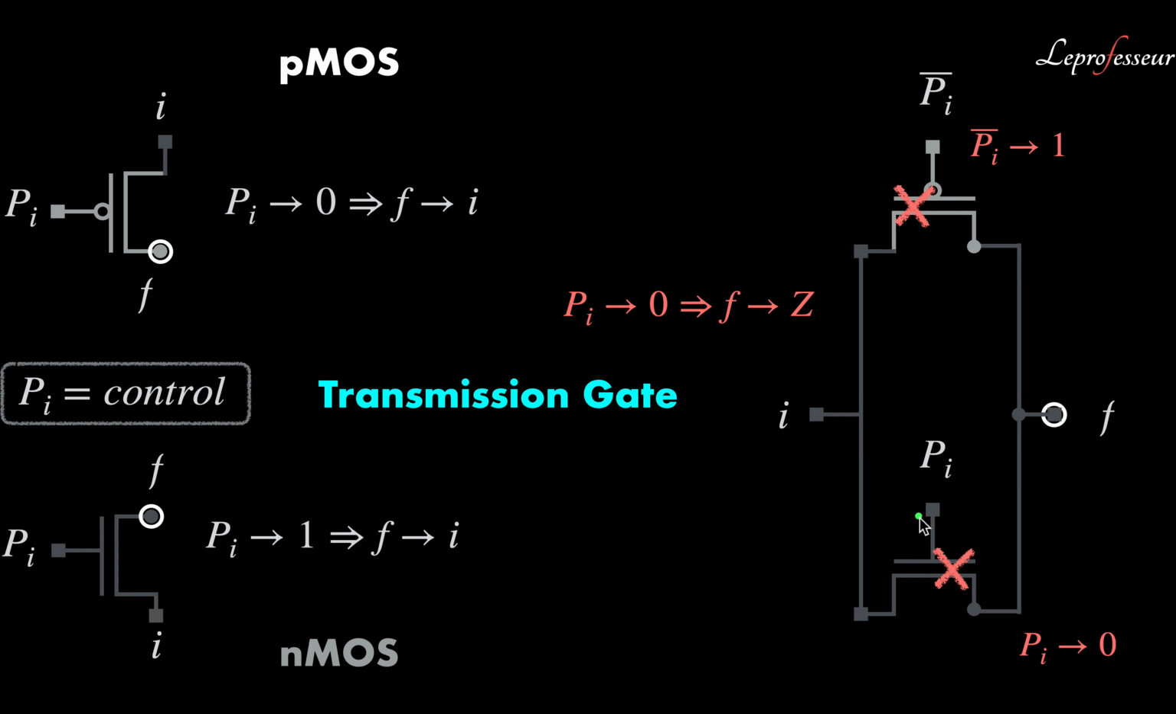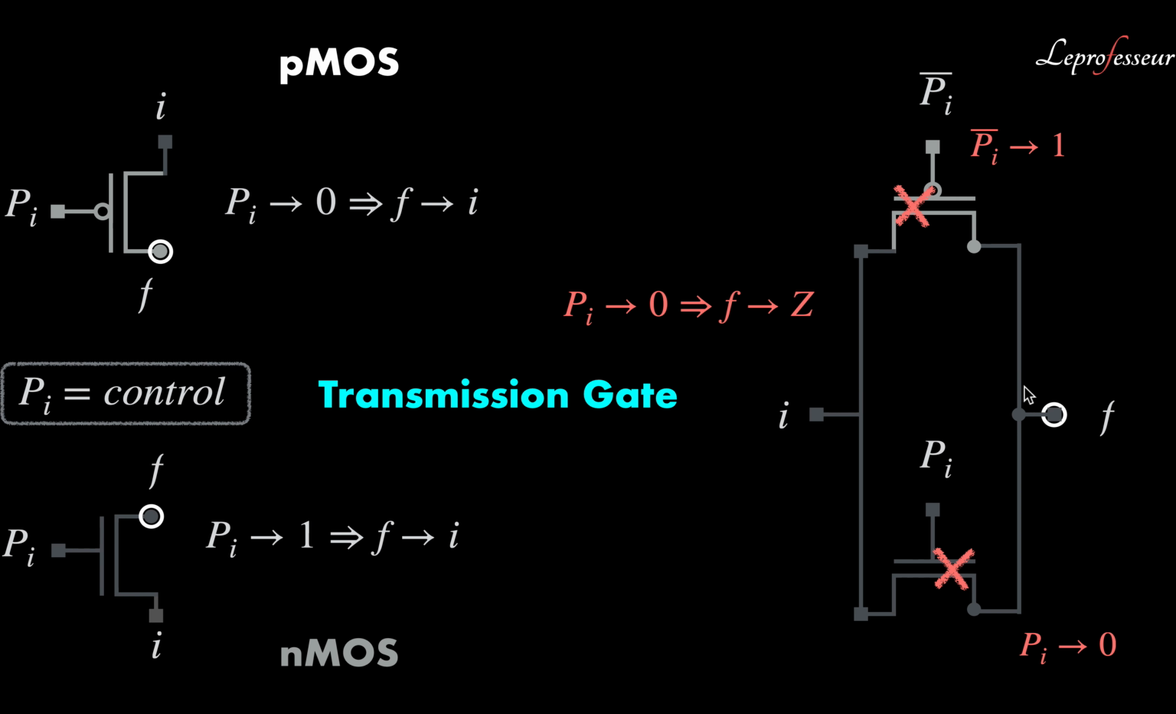So when PI tends to 0, what happens to the NMOS? The NMOS will be blocked. We have seen how the NMOS works. It works when PI is 1, but here we are saying PI is 0. So this will be blocked, and there won't be any water flow here.